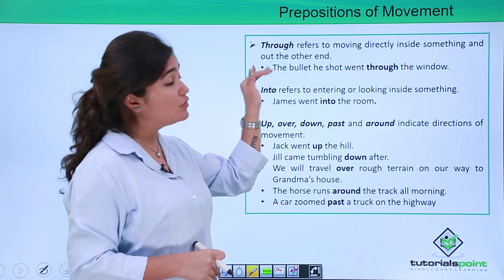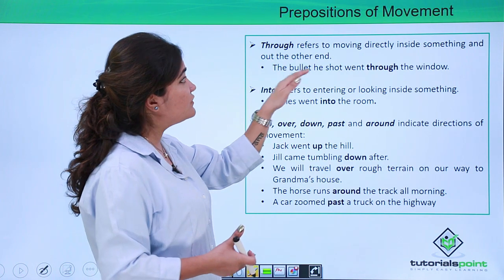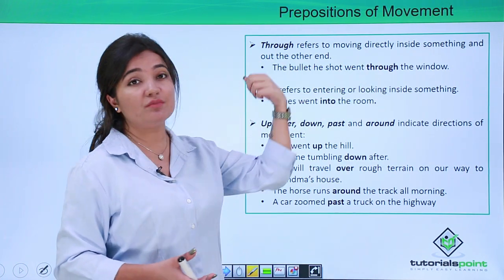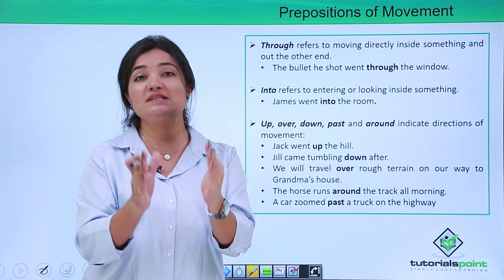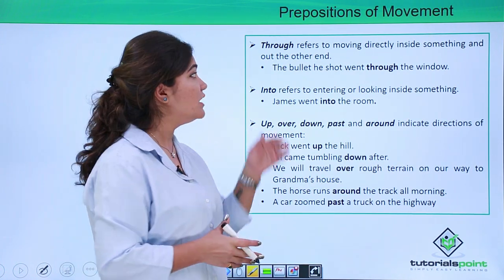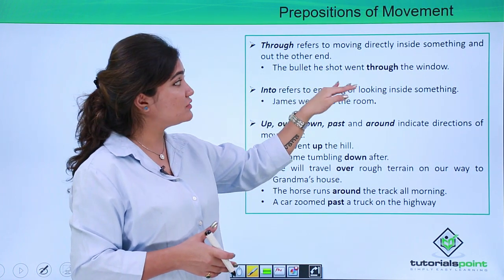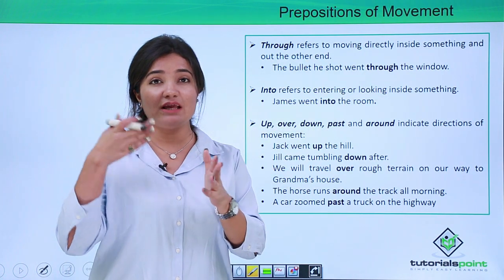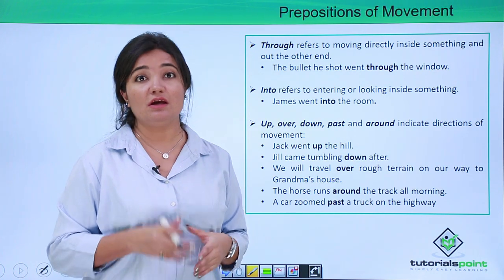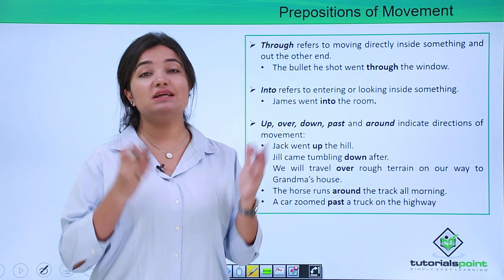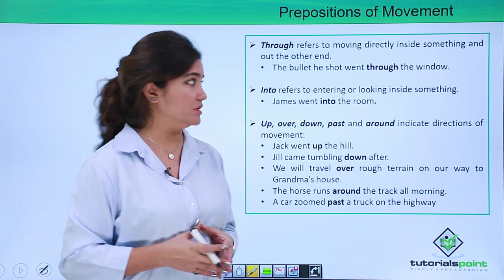Now here, through. When do you use through? It refers to moving directly inside something and out from the other end. So it is more specific compared to across, right? For example, the bullet he shot went through the window. So it's more like a piercing movement. If you want to use it contextually, it will indicate more of a piercing movement, right?